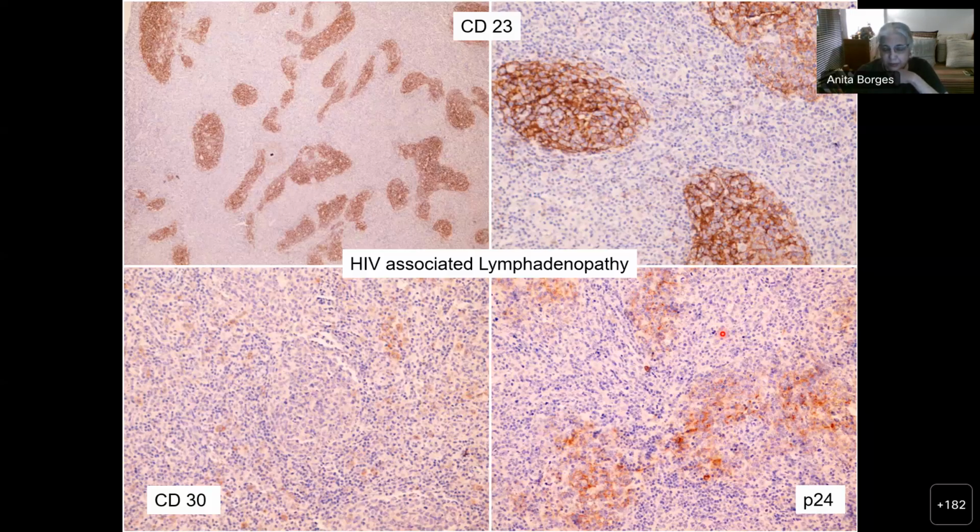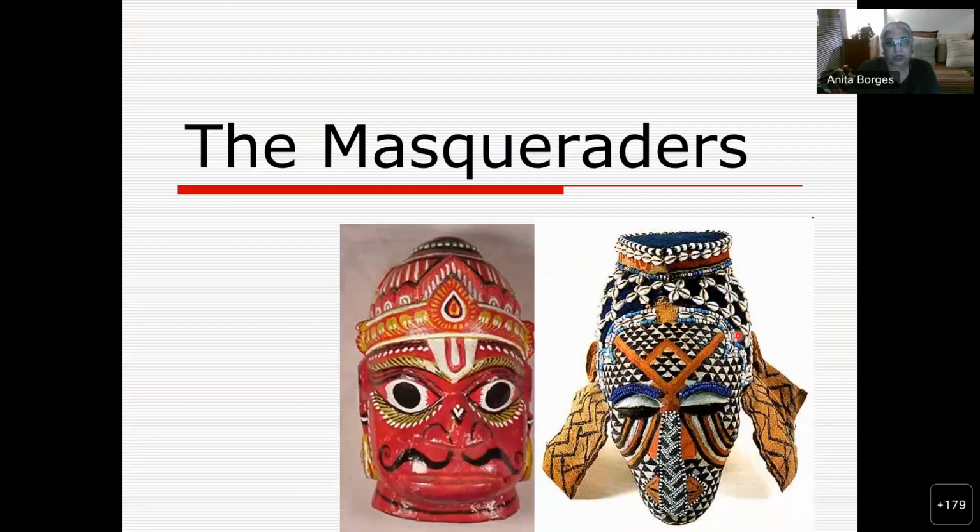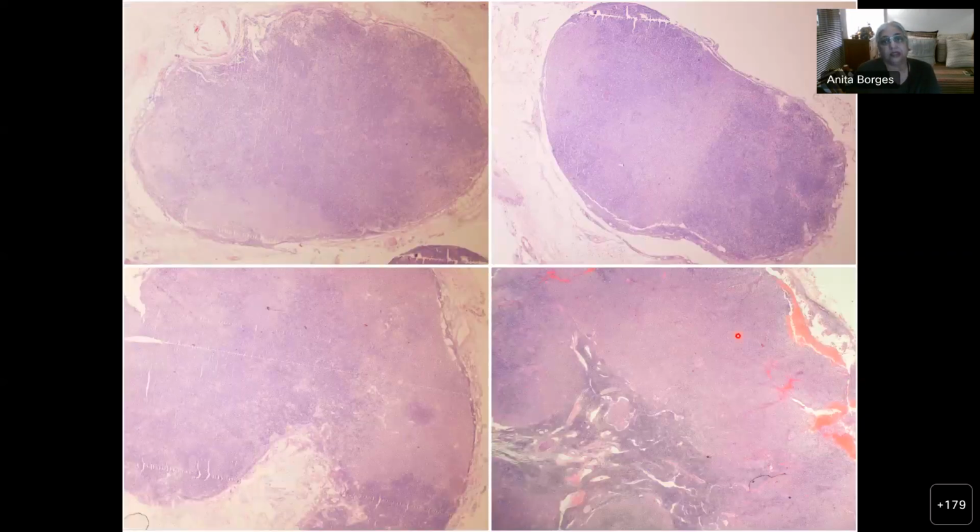That means LMP, and therefore we never did the EBERs of this, but I'm just speculating. There may have been EBERs in those immunoblasts and P24 in this because yes, HIV by itself does produce a lymphadenopathy, but it is often associated with Epstein-Barr virus. Right, okay.